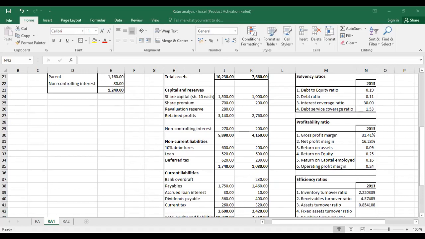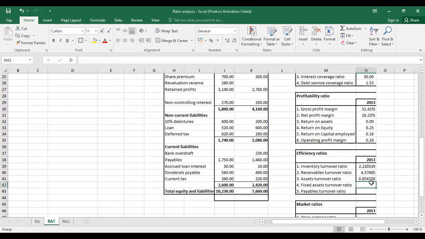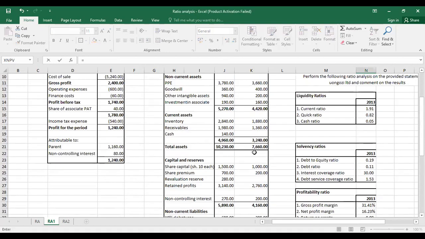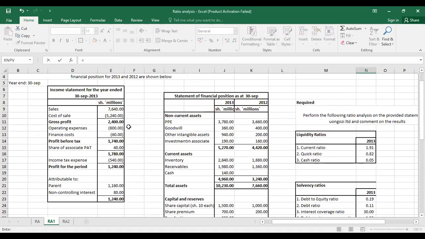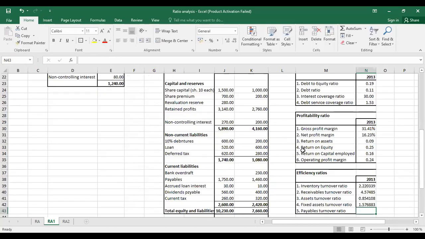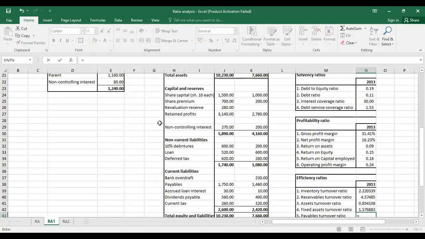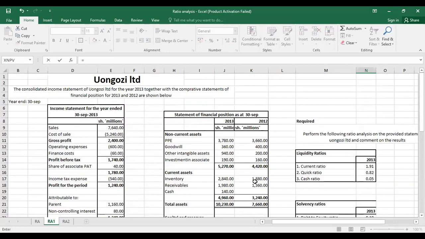All right, we continue. Fixed assets, only the fixed assets. So where are fixed assets? In first is the revenue, divide by, you open your two brackets, only fixed asset or non-current assets, plus this one, divide by 2, you close the second bracket, enter. Then payables, you will use cost of sale because you have not been given the purchases. But if you've been given the purchases, you use the purchases.